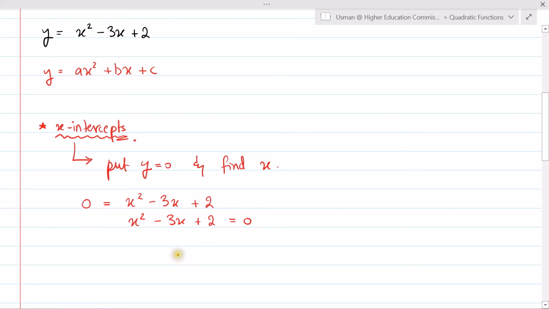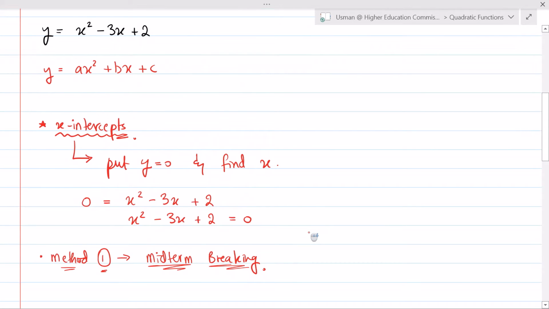Now, I have a normal quadratic equation in the standard form, which is ax squared plus bx plus c equals to 0. And I have three methods in order to solve this. One being middle term breaking, the second quadratic formula, and the third completing the square. And I am going to choose one of the easiest methods among them, which is going to be middle term breaking.